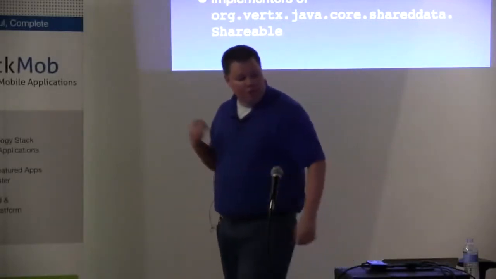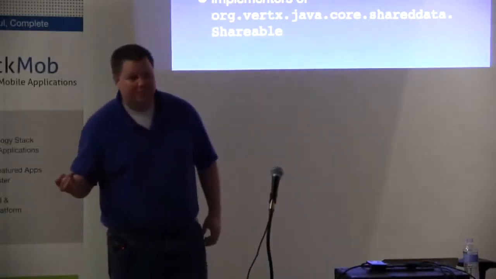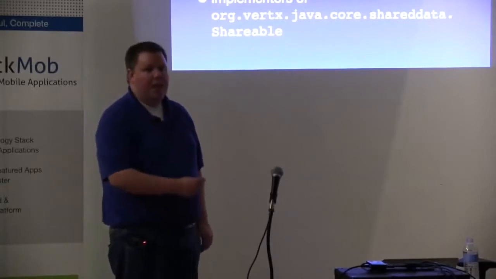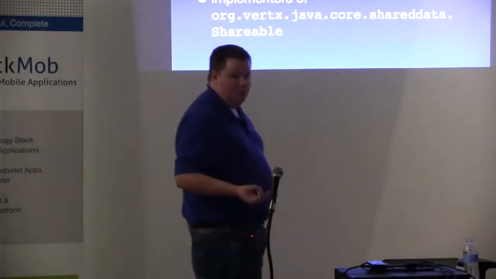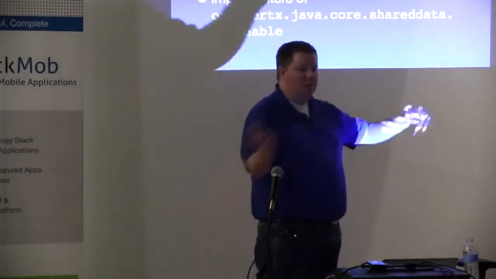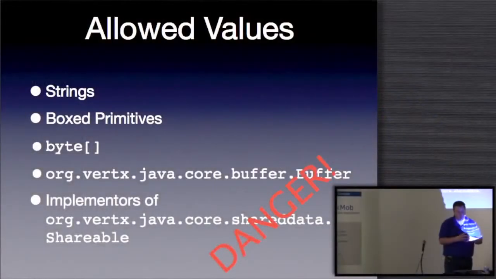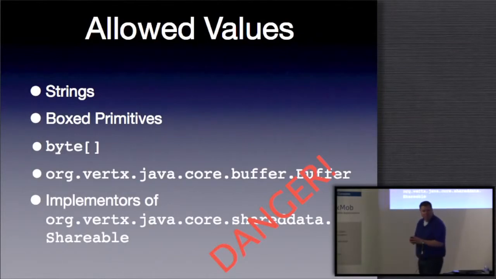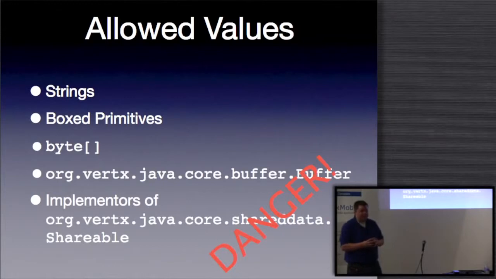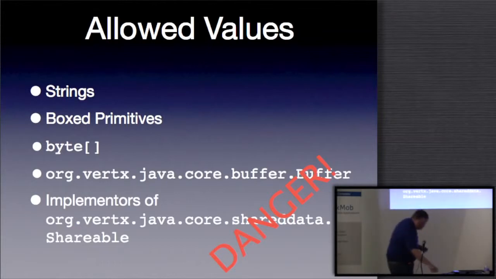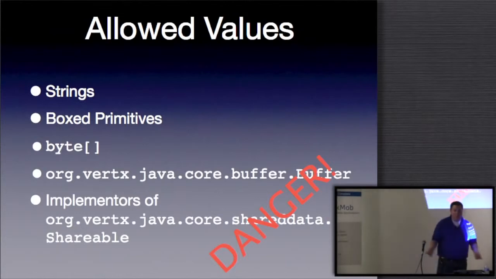Any implementers of Shareable. This is how Vertex JSON objects are able to be placed into the map. What does Shareable do? Nothing. It's a marker. It's a marker that carries the Javadoc that says, if you slap this on a class, it must be thread safe. So, danger. If you're going to use this, put it on.